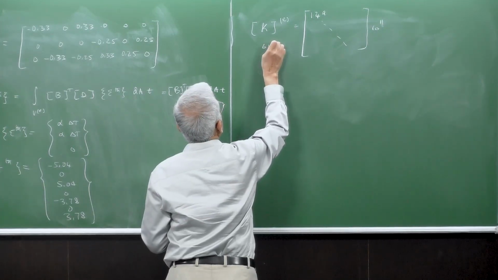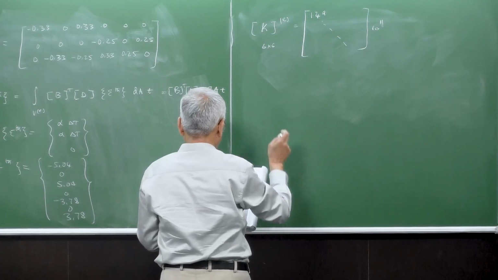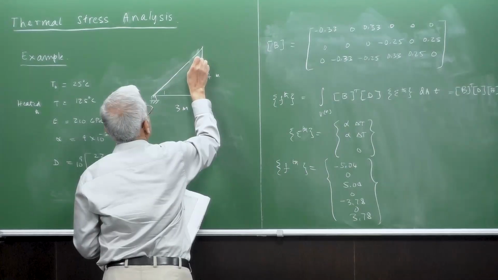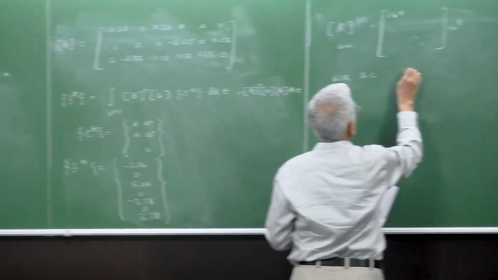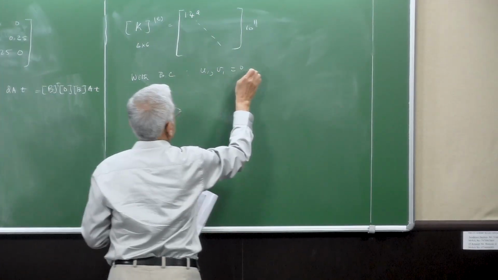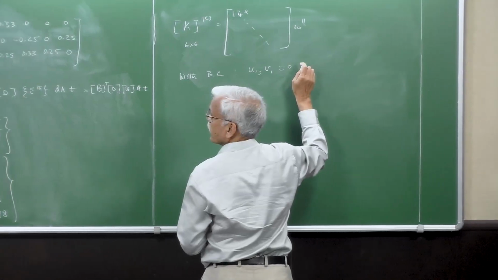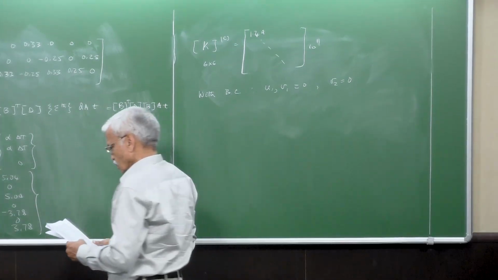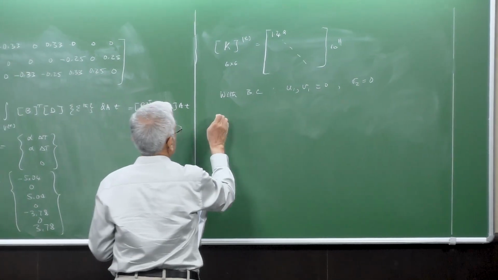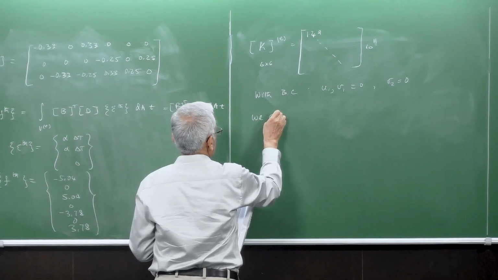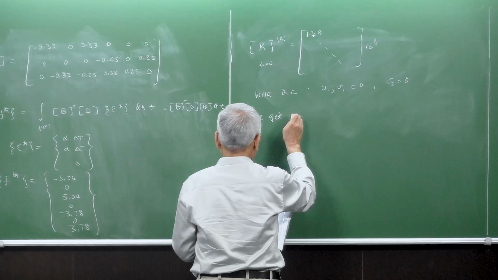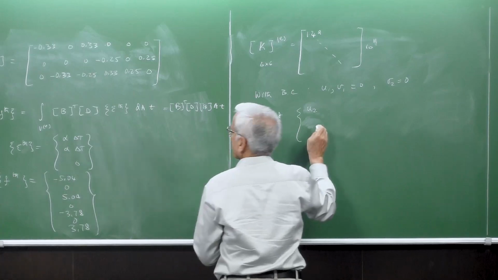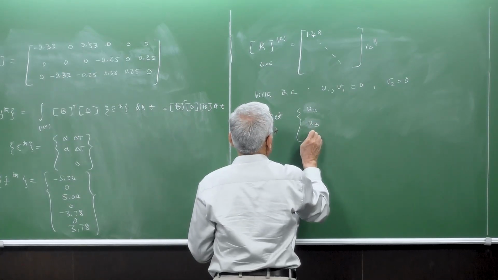Okay, so this is 6 by 6, and now with the boundary condition that node 1 here is completely restrained and node 2 is restrained in the vertical direction, so V2 is 0. Using this, we get U2, U3 and V3.